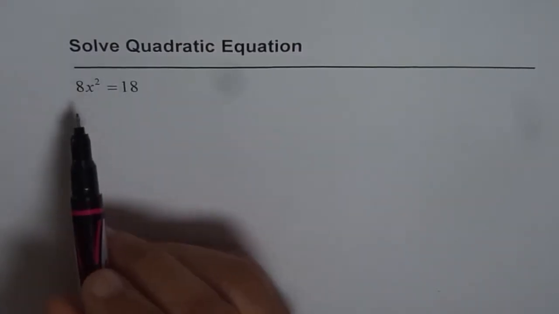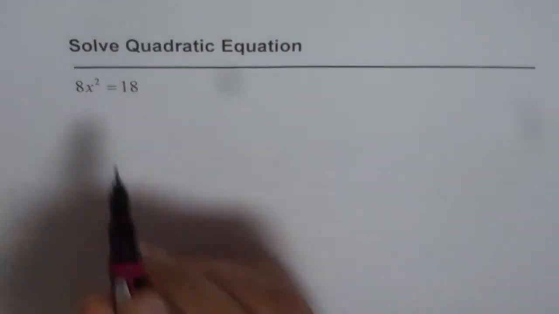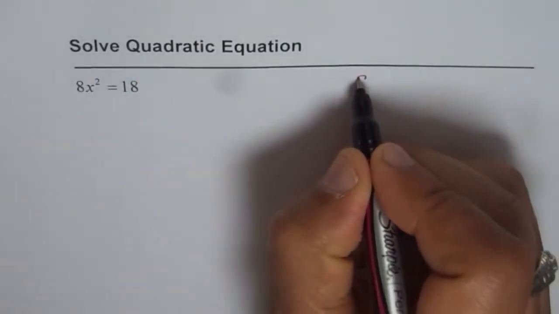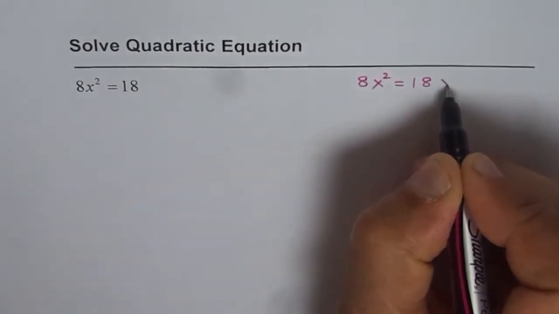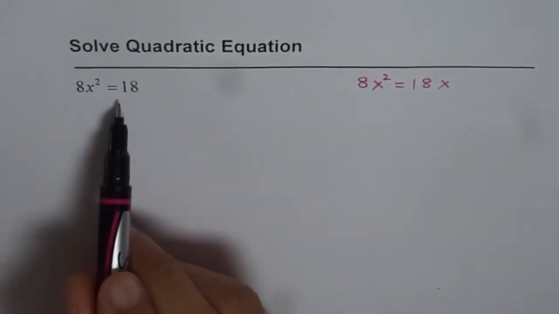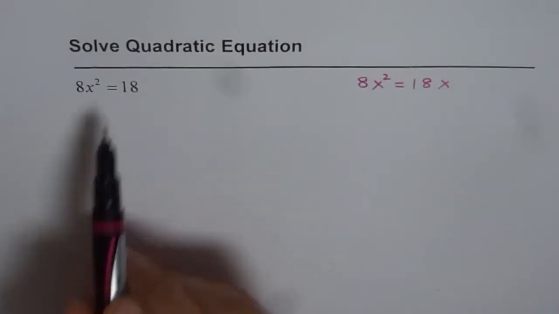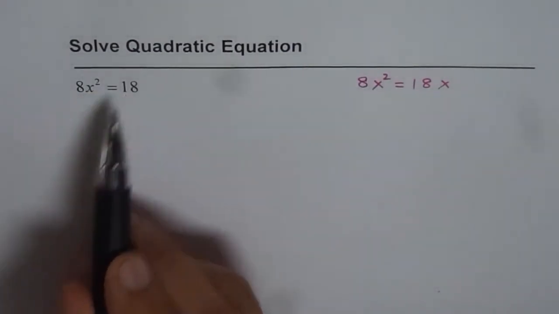Now we have a question here which says 8x squared equals 18, and I'm writing a similar question on the right side, and that is 8x squared equals 18x, right? I'd like you to solve this question. First we'll solve the question which is already there on this sheet. Why I have written this, we'll get to that also. So let's start with 8x squared equals 18.